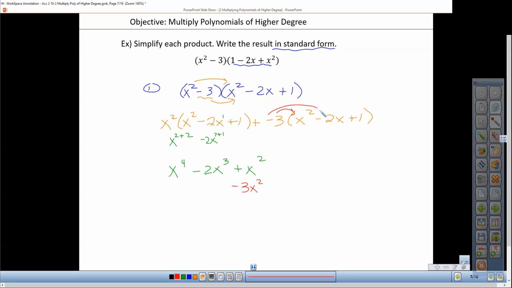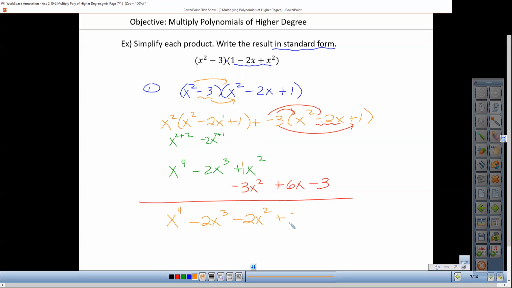And then I have -3, remember, times a -2x, negative times negative being positive, so it gives me a plus 6x. And then negative 3 times 1 gives me a negative or minus 3. So now I combine my like terms, which I've only got these ones in the middle, and that gives me x to the fourth minus 2x cubed. This is a 1 plus a negative 3, which is a negative 2x squared, plus 6x minus 3.